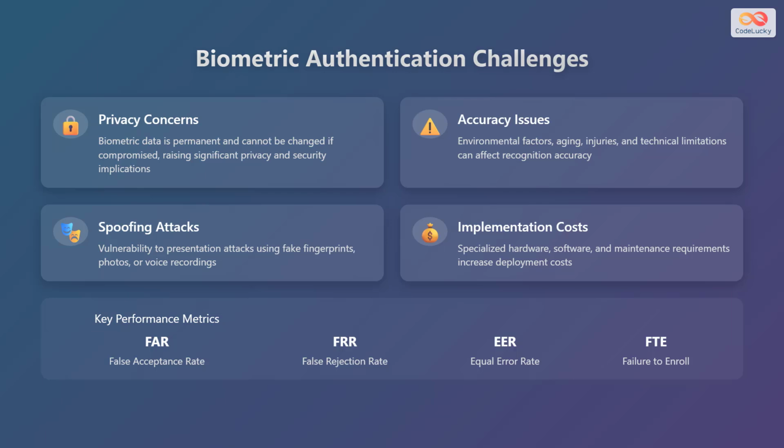Key performance metrics for biometric systems include the false acceptance rate, or FAR, which is the likelihood of incorrectly accepting an unauthorized user. The false rejection rate, or FRR, which is the likelihood of incorrectly rejecting an authorized user. The equal error rate, or EER, is the point at which the FAR and FRR are equal. And the failure to enroll, or FTE, rate, which represents the proportion of users who cannot be successfully enrolled in the system.